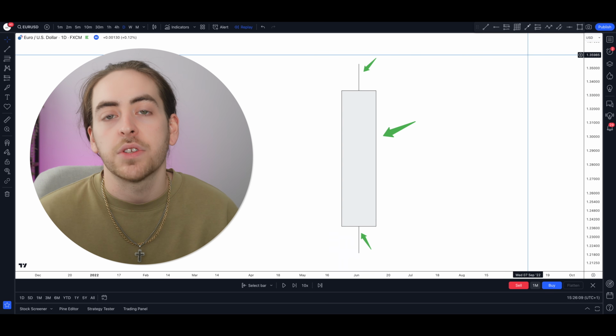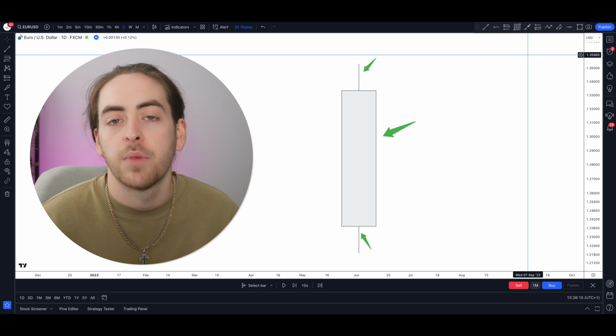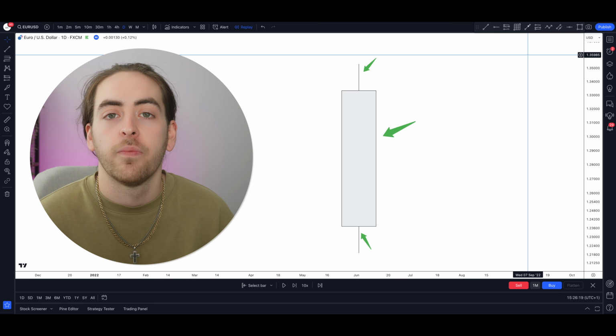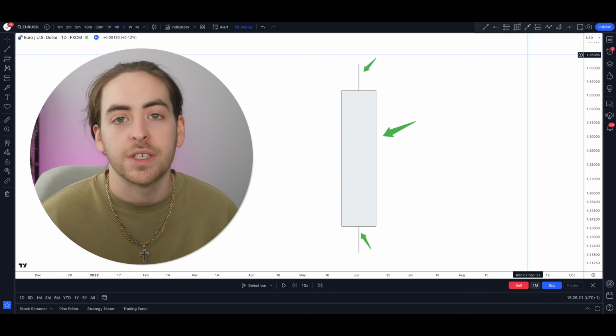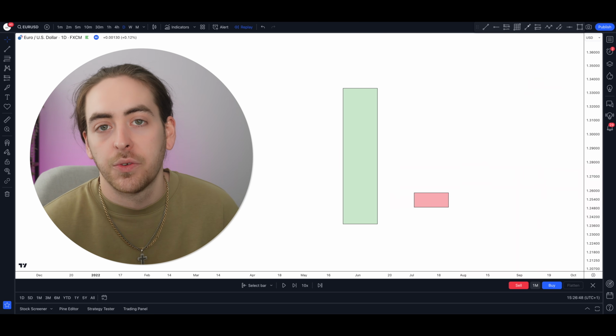Now, each component of a candlestick, the body and also the wicks, can give us insights into the momentum of a market and tell us whether the buyers or the sellers are in control, which is of course what we need to know if we want to take good trades. So starting out with the most simple format, we're going to look at candle body momentum.